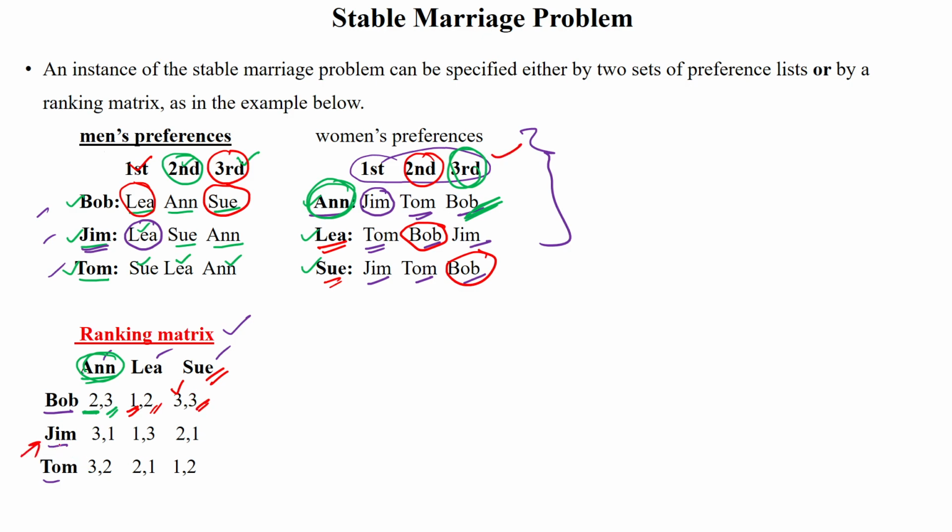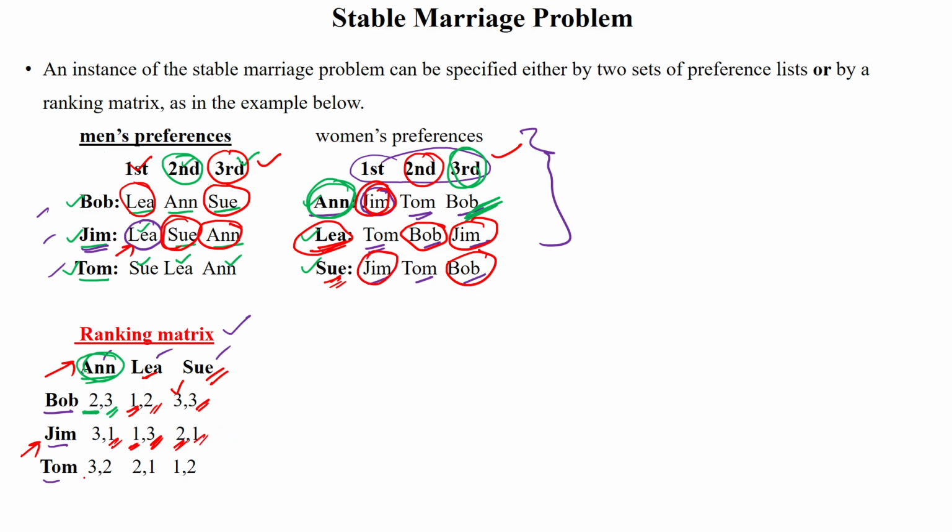Then for Jim, he is giving Anne third preference, right? At the same time, Anne is giving first preference to Jim, so 1 is written here. Then Jim is giving Leah first preference, so 1. At the same time, Leah is giving Jim third preference. Like that, Jim is giving Shu second preference, so 2. Then at the same time, Shu is giving Jim first preference.